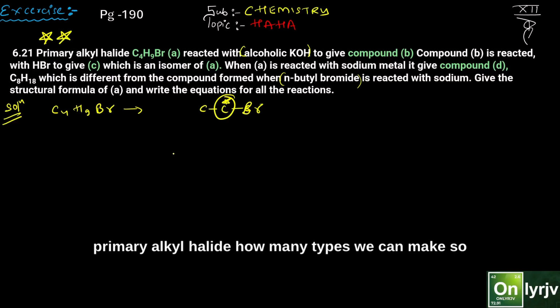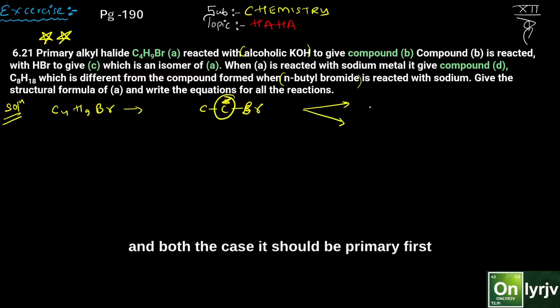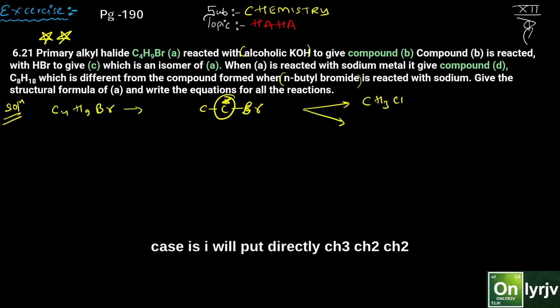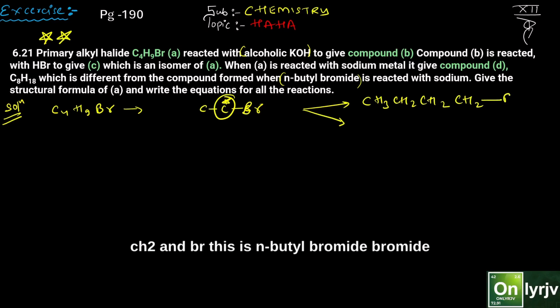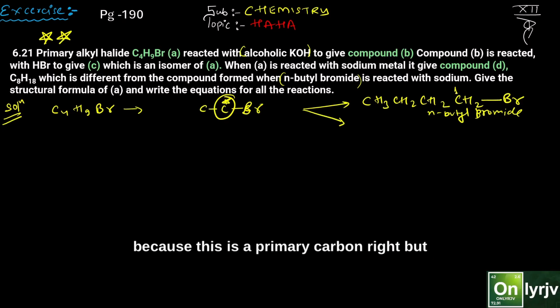How many types can we make? So there are two possible ways I can make C4H9Br, and in both cases it should be primary. First case is I will put directly CH3, CH2, CH2, CH2 and Br. This is N-butyl bromide. In this case there is no problem because this is a primary carbon, right?